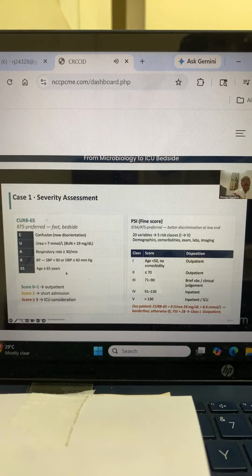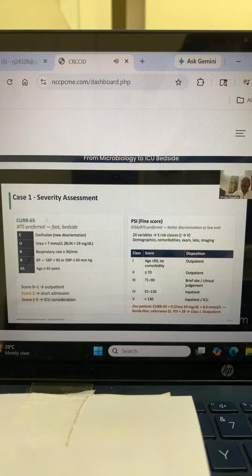If you look at the severe sepsis guidelines, quick SOFA is nothing else but actually the first three things. CRB, you can take up the urea. If you take CRB, it is nothing else but quick SOFA. So if your score on this is 0 to 1, it is outpatient. If it is 2, short admission. If it is 3 or more, hospitalize with ICU consideration.